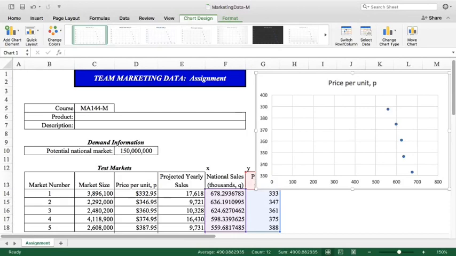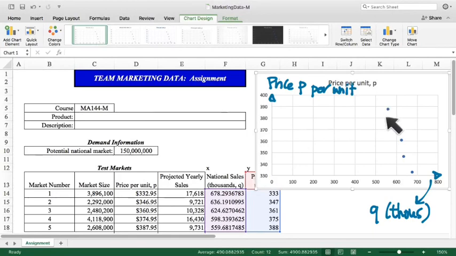Let me ask this question. Let me put some labels on the axes here. That's one thing I wish Excel did. This horizontal axis here is the quantity sold in thousands. The vertical axis here is the price per unit. So here's a question. Is the rate at which the price decreases as we increase the quantity, is that rate consistent?